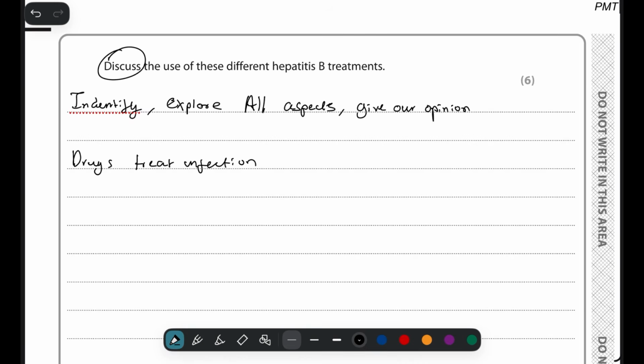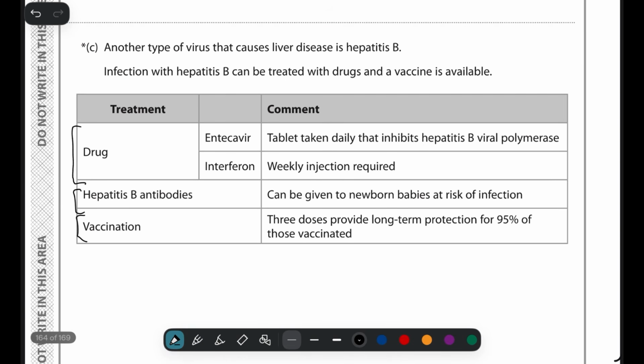Okay. Now, what else can we say? Well, we know about different types of immunity, don't we? So we know that antibodies is artificial passive, and we know vaccination is artificial active. Of course, these are longer term treatments. They are longer term treatments, but we know they provide different types of immunity. I'd be getting that down.